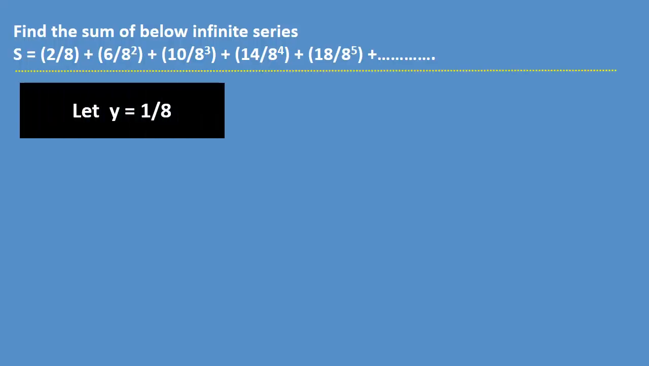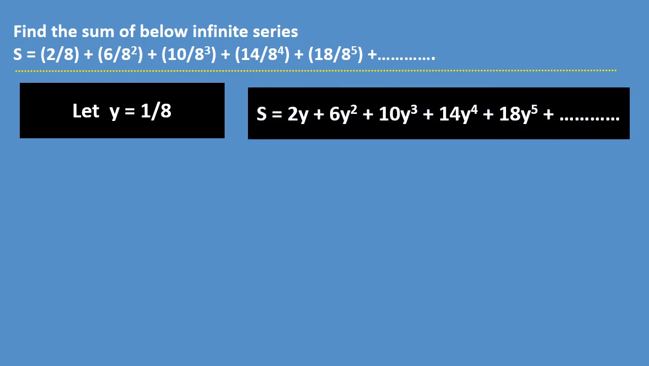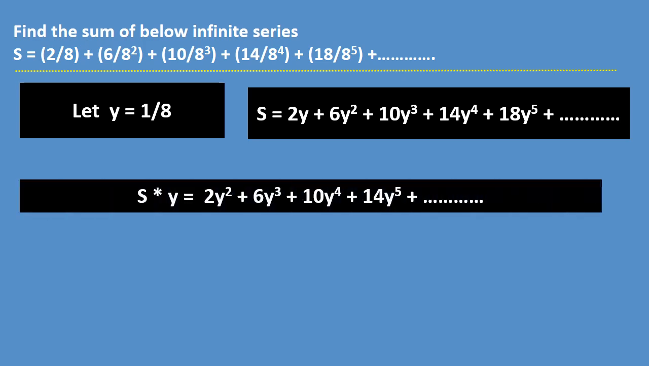Let us assume y is equal to 1/8 so that the equation looks simple. S is equal to 2y + 6y² + 10y³ + 14y⁴ + so on. Let us multiply the above equation with y on both the sides. S·y is equal to 2y² + 6y³ + 10y⁴ + so on.